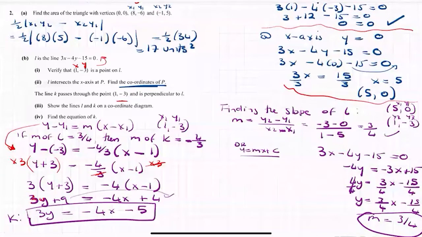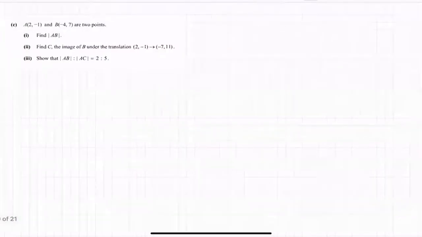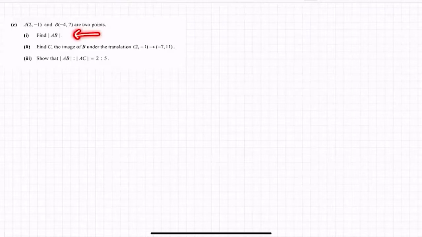Okay, so the hardest part of that, I think, was finding this slope so that you could turn it upside down and change the sign to find the equation of k. Okay, A is 2 minus 1, B is minus 4, 7 are 2 points. Find this. Okay, now this is very important and I'm delighted to see it here so that I can explain it. That is maths language for the length of.